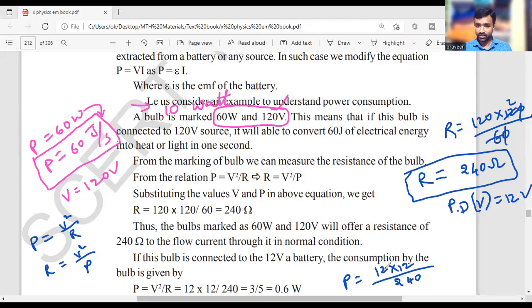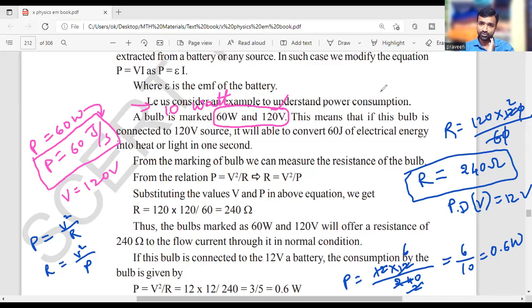Resistance I got as 240. So here 12 1 ja, 12 2 ja. So 20 is remaining. Then 2 1 ja, 2 6 ja. Then I got 6 by 10, that is equal to 0.6 watts. Right? So depending on the potential difference, its power, the rate of consumption of energy, is changing. The rate of consumption of energy changes depending on the potential difference that we observed here, right?